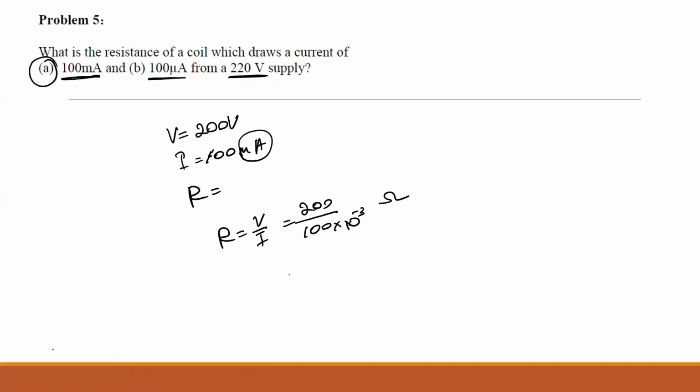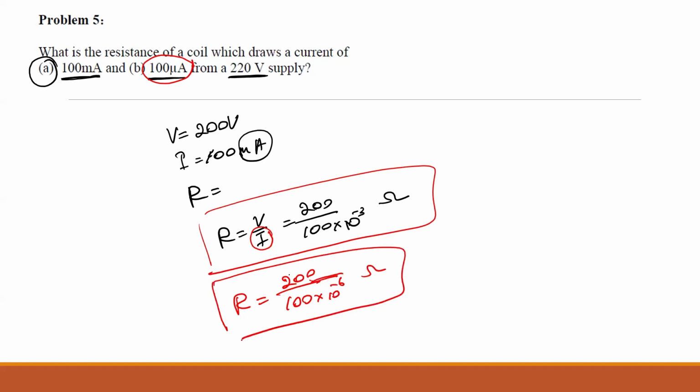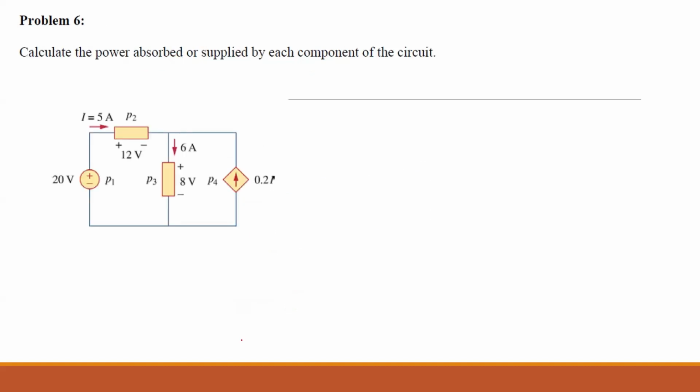And for the next one, you do the same thing. The only difference is your current is now not 100 milliamps. Instead, you have 200 divided by 100 microamps. 100 micro means 10 to the negative 6. So you get the resistance like this. They are simple questions. I think we don't need to spend much time on those.